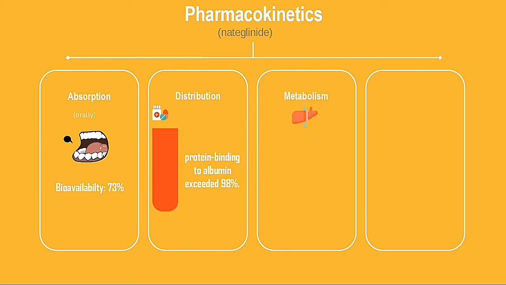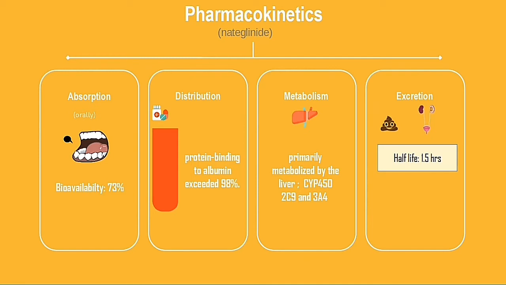I am metabolized in the liver by hydroxylation followed by glucuronide conjugation. I am mainly metabolized by the cytochrome P450 isoenzymes CYP2C9 and CYP3A4. Me and my metabolites are rapidly and completely eliminated in the urine and feces after oral use. My average elimination half-life in healthy people and those with type 2 diabetes is about 1.5 hours.